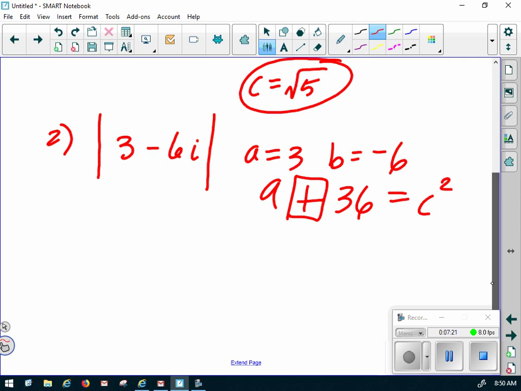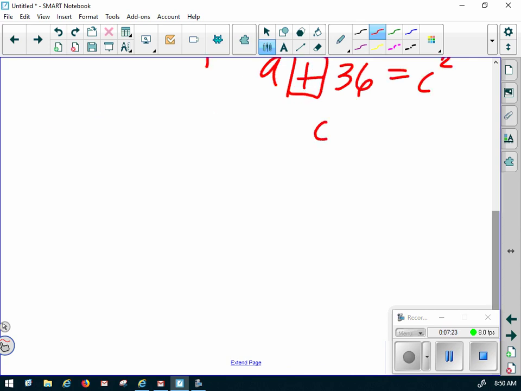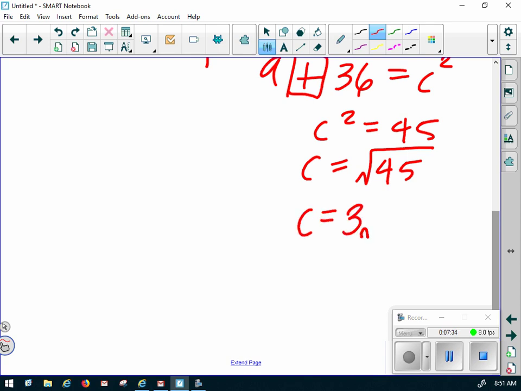What do you get? You get C squared equals 45. You get C equals square root of 45, which is 3 times the square root of 5.